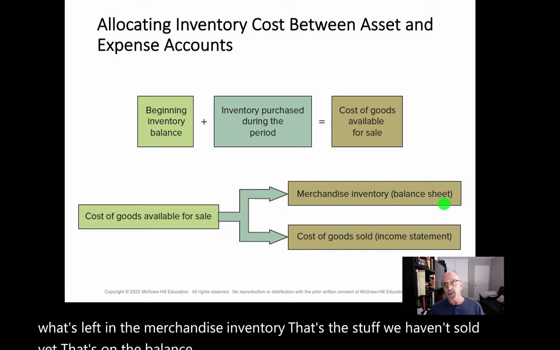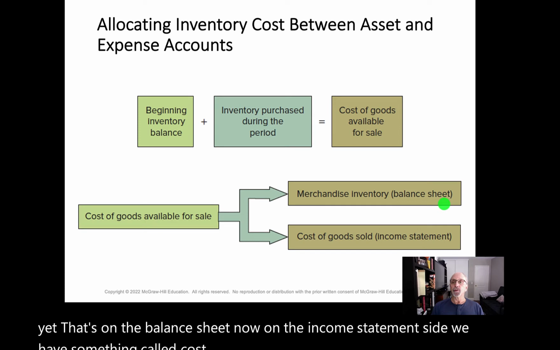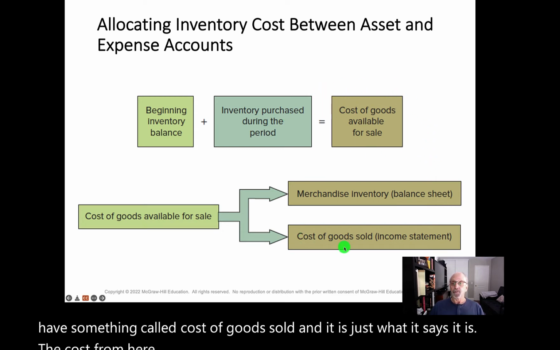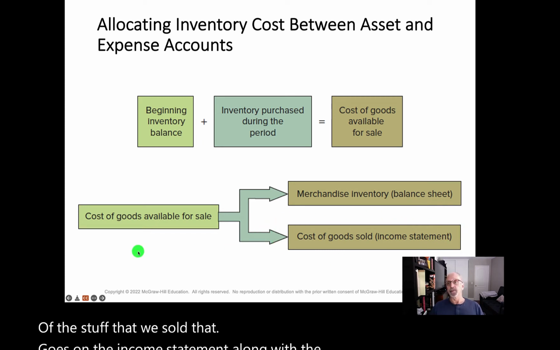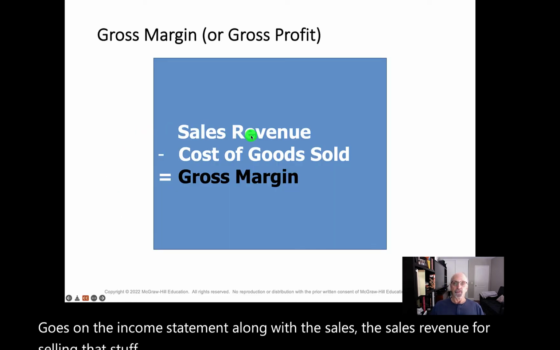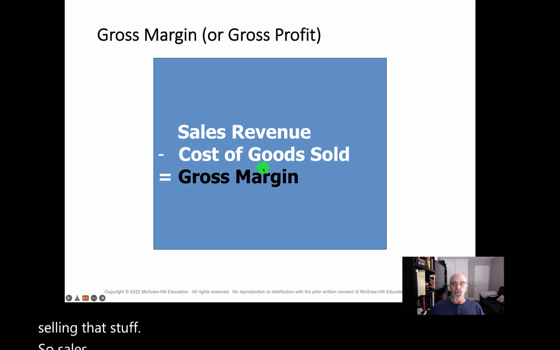Now, on the income statement side, we have something called cost of goods sold. And it is just what it says. It is the cost from here of the stuff that we sold. That goes on the income statement along with the sales revenue for selling that stuff. So sales revenue minus the cost of goods sold gives us a new term, gross margin.